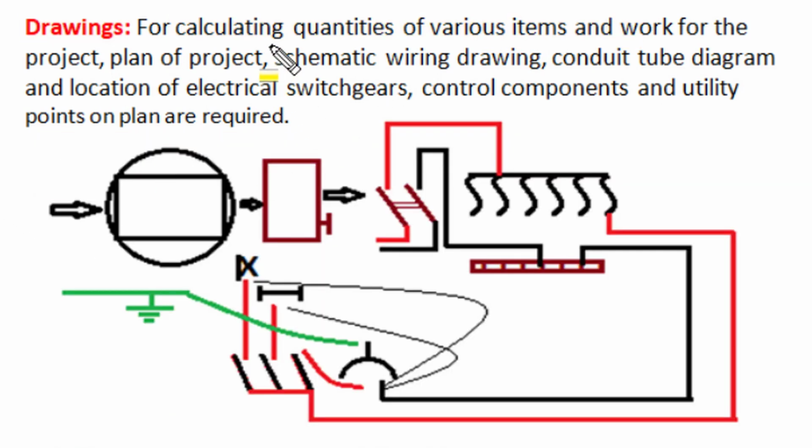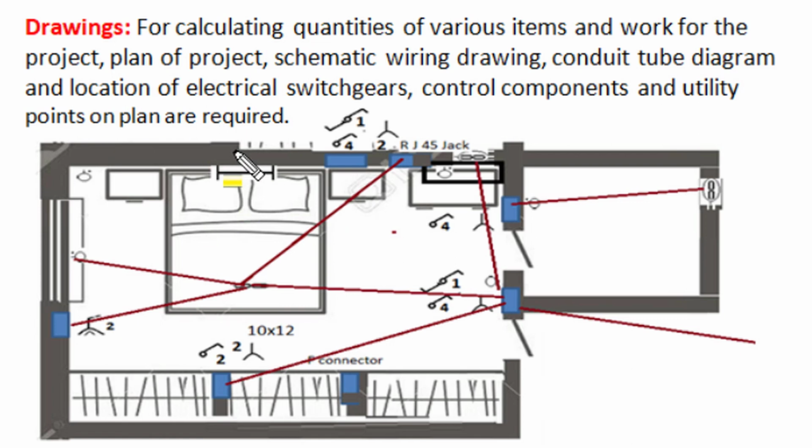We need schematic wiring diagram indicating service line, metering position, main switchgear position, distribution board position, switchboards and individual electric points. And we need location of all electric switchgear, control component and utility points so that conduit tube diagram can express the pathway of wires and cables. Now these drawing details are used to find out quantities of various items or material used in electric installation and various work which we have to perform.